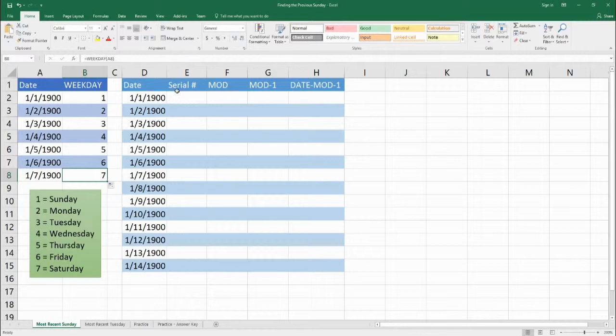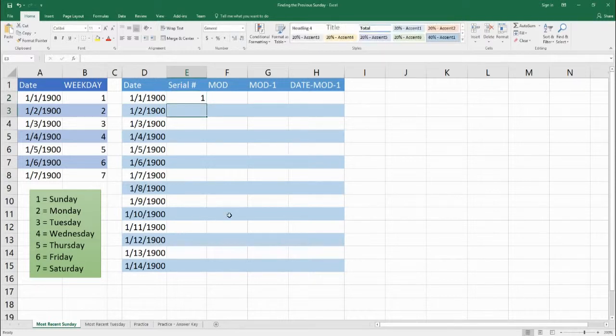Okay, so now we have some perspective that will make understanding this formula a little bit easier. So just to review real quick, let's look at the serial numbers of all of these dates that I have in this table, January 1st to January 14th, 1900. So I'm going to take the cell E2 and set it equal to the cell D2. Right now it's giving me the same date, but I'm going to change it over to General, and that gives me the serial number of 1. The number 1 represents the date January 1st, 1900.